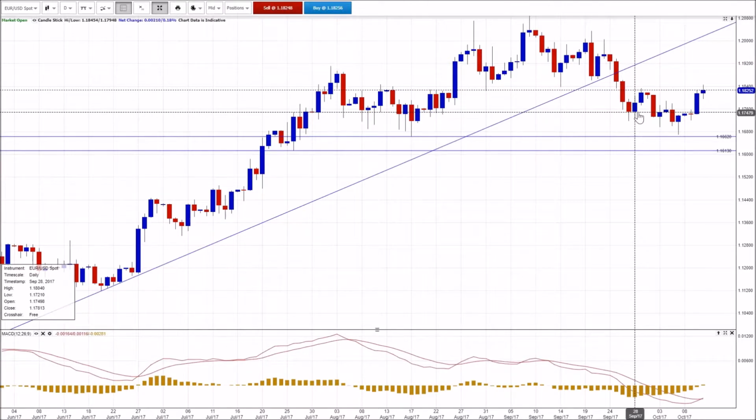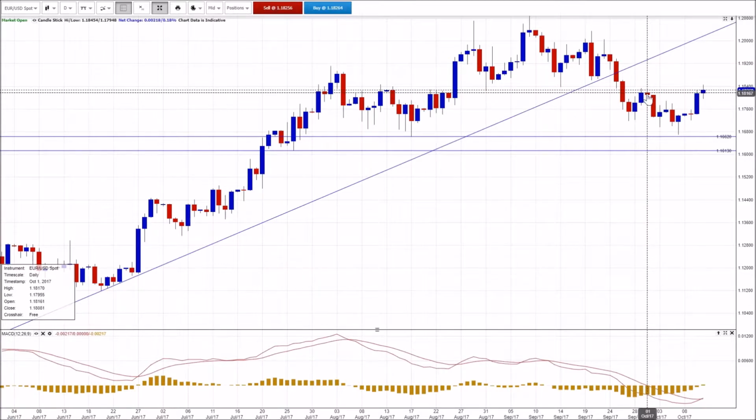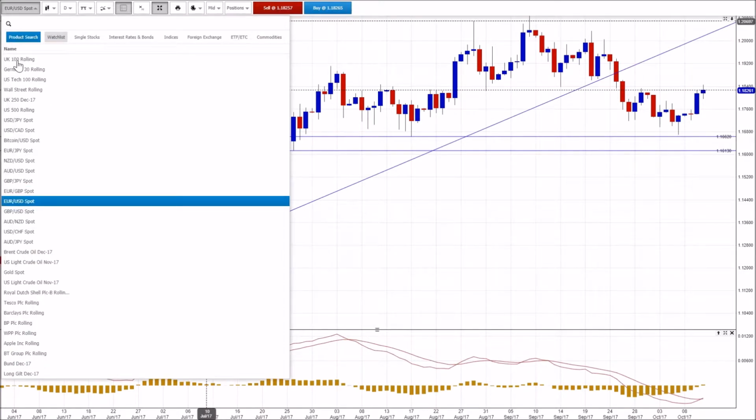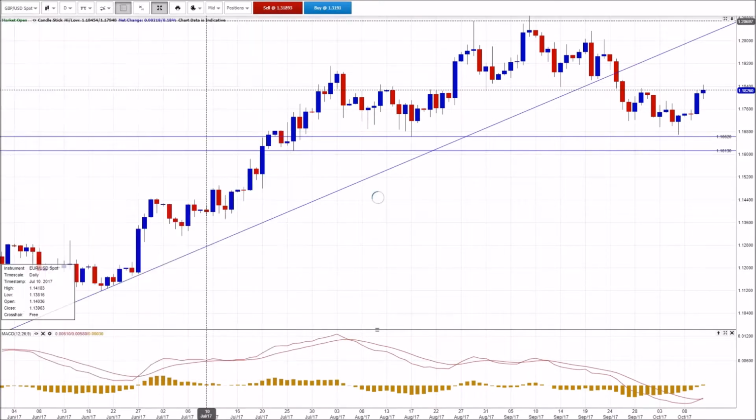Then we get a day that does this, bang. So that's, again, not quite engulfing, maybe a big piercing pattern. The market rallies for a couple of days and then flops. And we've not really had anything else since then. Let's have a look at pound US dollar. Then we'll look at some other markets.